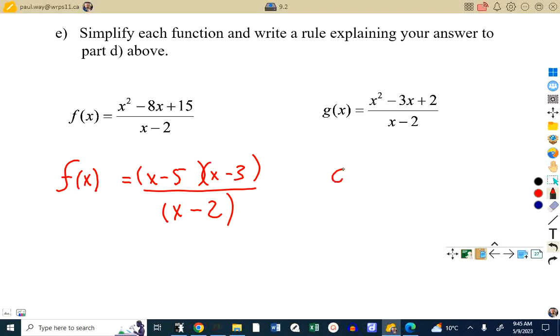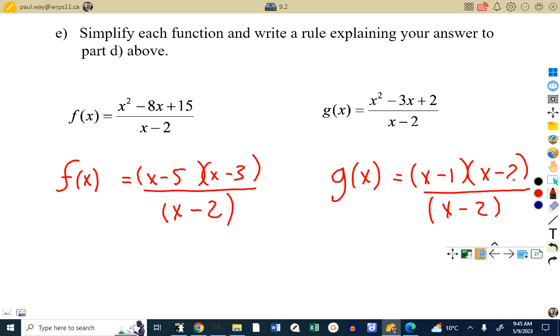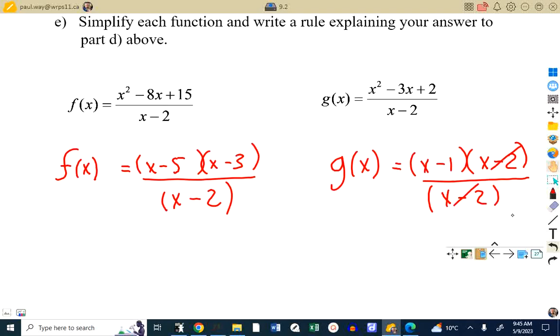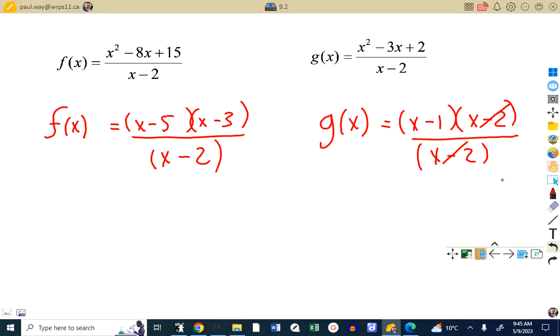G of x, let's see, are there numbers that multiply to give 2 and add to give negative 3? Yep. (x minus 1)(x minus 2). So these cancel. G of x equals x minus 1.